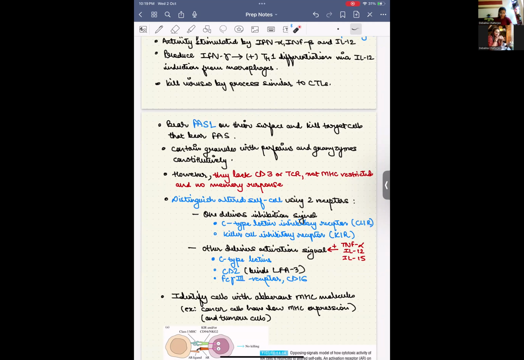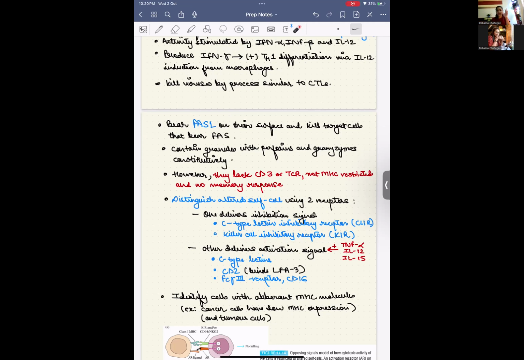Now, the inhibition signal delivering receptors can either be some C-type lectin inhibitory receptors, or they could be killer cell inhibitory receptors. If these receptors get bound, if they receive a signal, the cell will be told that you are not supposed to kill this particular cell type.